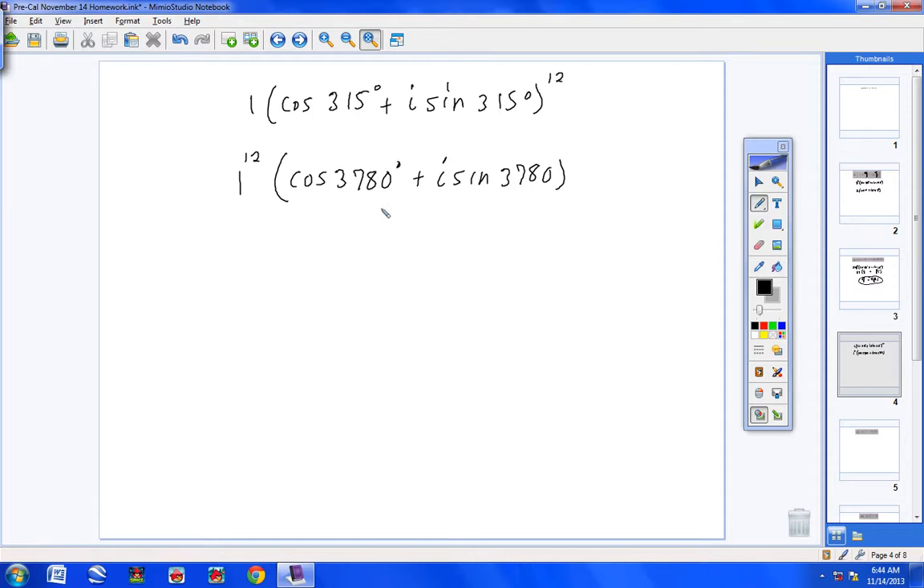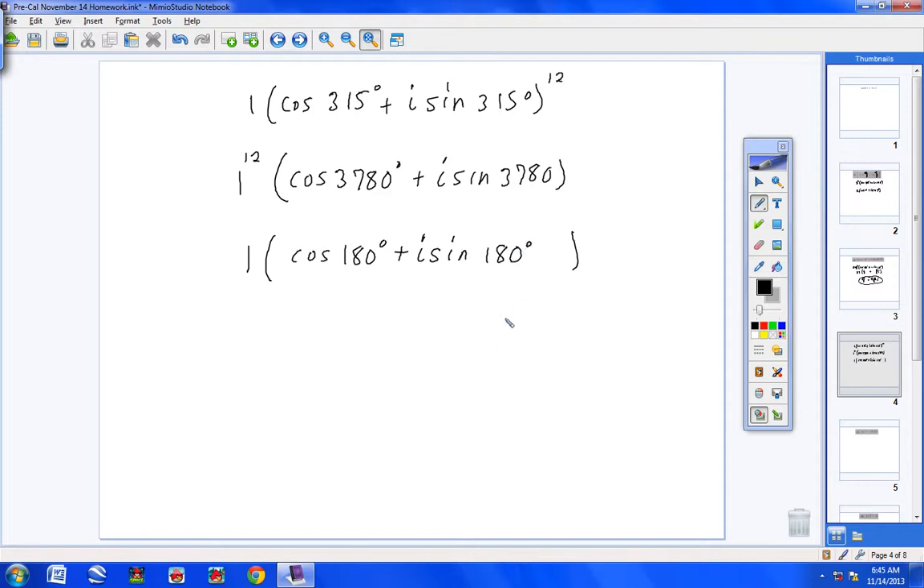Sorry about that. So I'm going to go around, I have 3,780. Well, first of all, 1 to the 12th power is 1, so that takes care of that. And then 3,780, I'm going to go around 10 times. And if I go around 10 times, that's 3,600. So I'm left with 180. So I'm going to end up going around 10 times, and then my last turn, I'll stop right there. So 180 degrees, okay? So I'm going to put cosine of 180 degrees plus I sine 180 degrees.